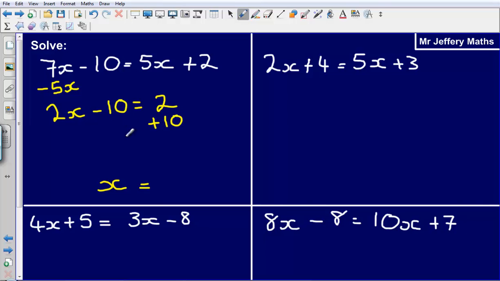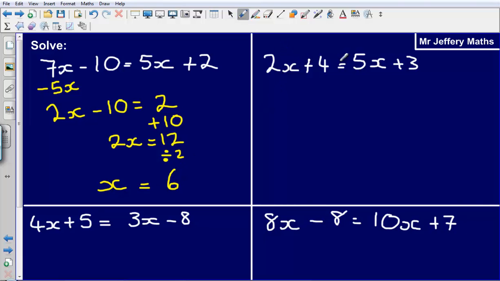Let's undo that minus 10 by adding on 10. That leaves me with 2x is equal to 12. Then to figure out what x is equal to, well, 2 lots of x is equal to 12, so I'm just going to divide by 2. Essentially what I'm doing there is undoing the multiplied by 2. And so 12 divided by 2 gives me an answer of 6. So x is equal to 6.